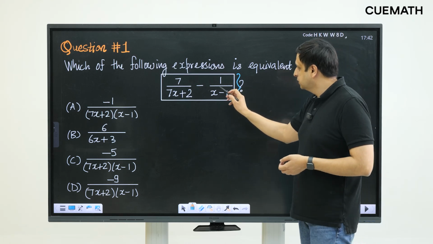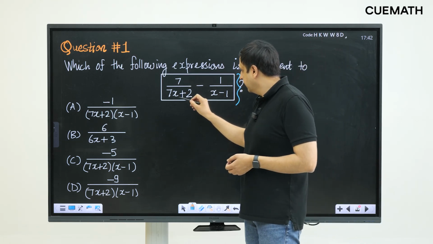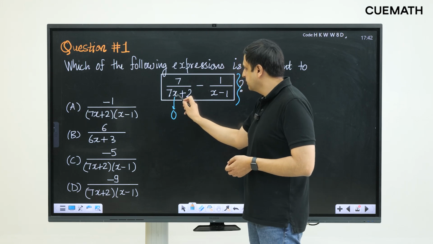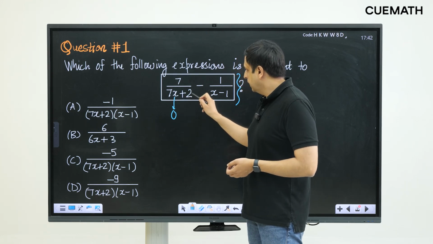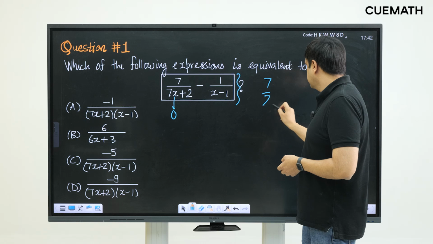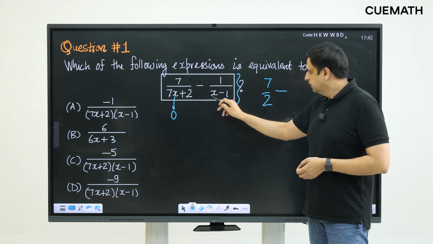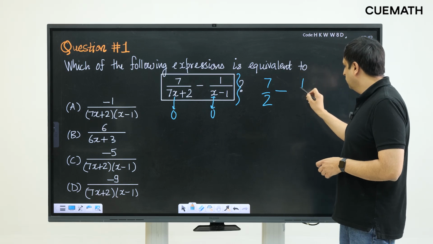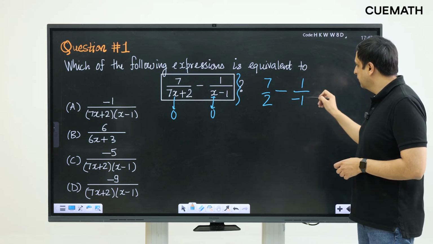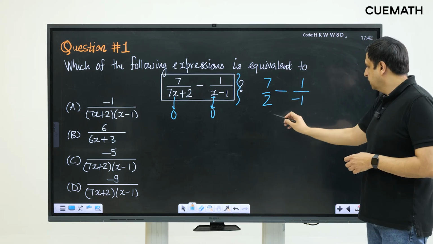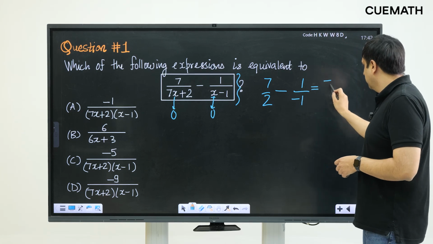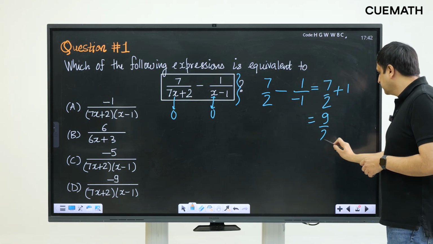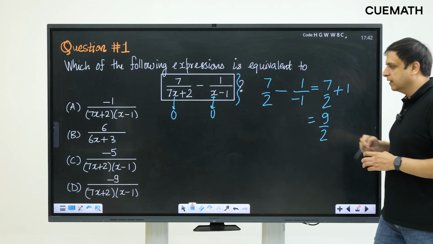So, if I put x equal to 0 into this expression, what do I get? This x becomes 0. So, in the denominator 7 times 0 is 0 plus 2. So, I get 7 by 2 minus 1 by this x is again 0. So, 0 minus 1 is minus 1. So, I get 1 by minus 1. So, 7 by 2 minus 1 by minus 1, which will be equal to 7 by 2 plus 1 or 9 by 2. So, if I put x equal to 0 into this original expression, I get 9 by 2.